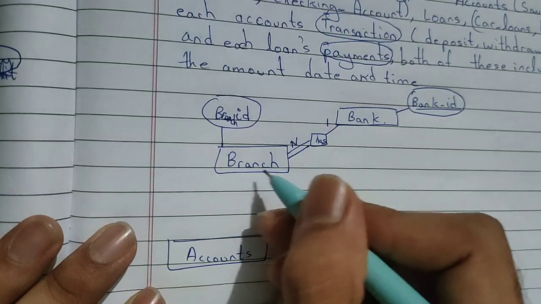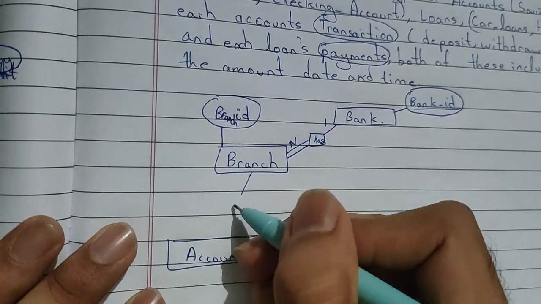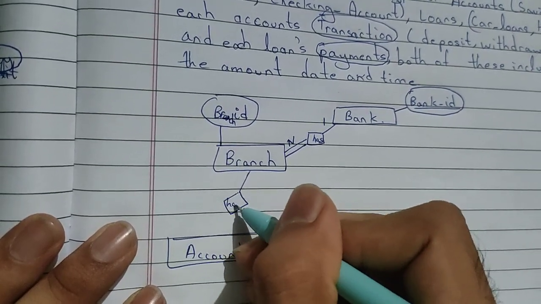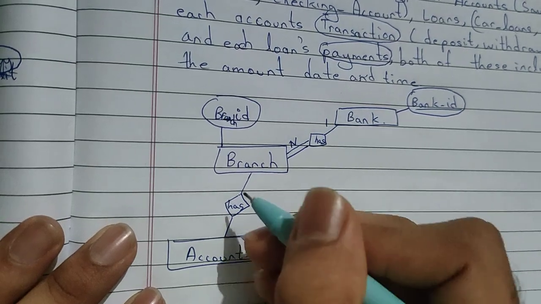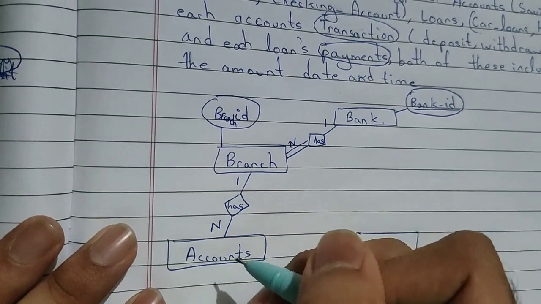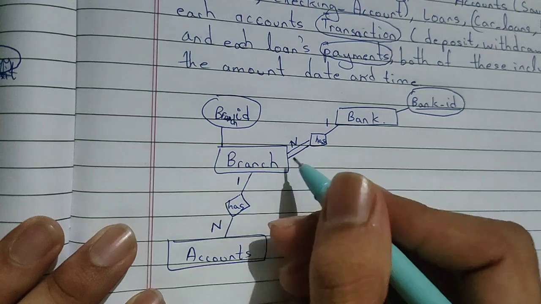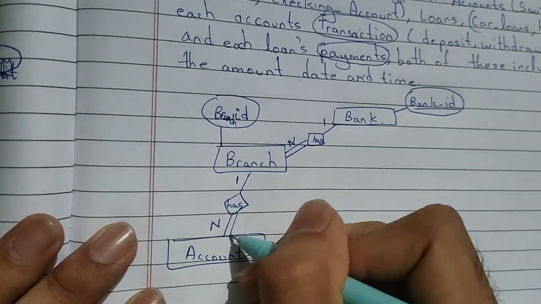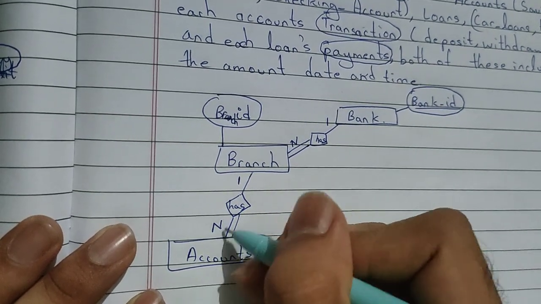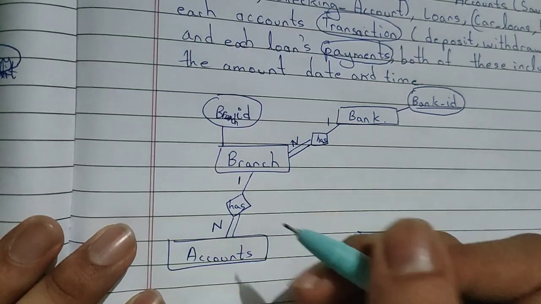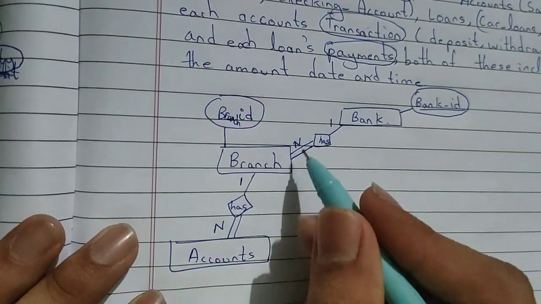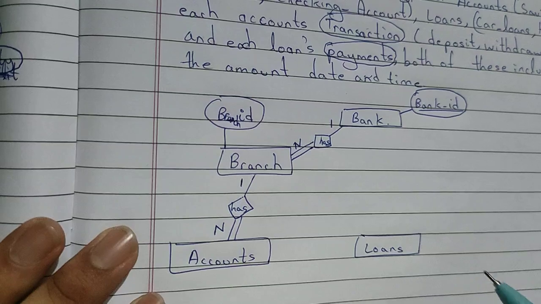Okay, so each branch has multiple accounts. So one branch can have n number of accounts, no? And a branch can exist with or without accounts. So it's a total participation on the accounts side and a partial participation on the branch side. Because without a branch, an account cannot exist.